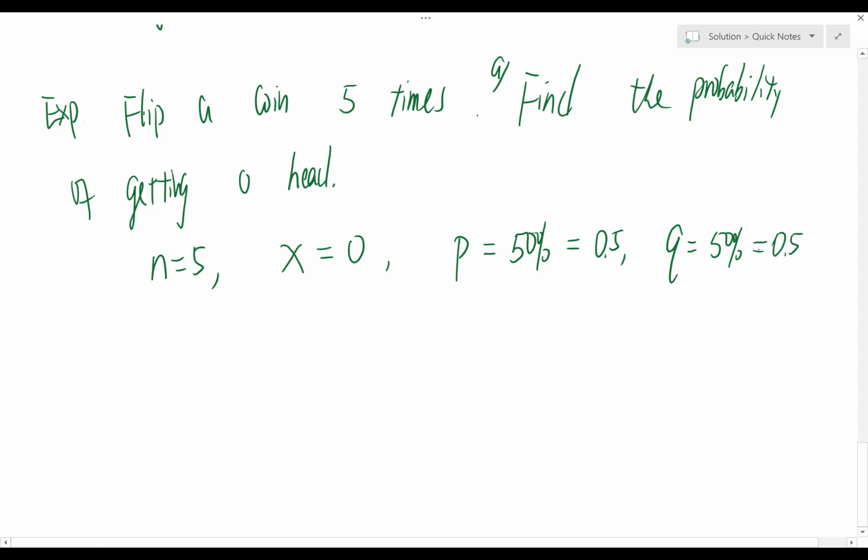All right, so once you have all these 4 numbers available, then you can just plug into the binomial formula. So P of X equal to 0 here is n factorial over x factorial times n minus x factorial. So this is nCx, basically its combination, and p raised to x and q raised to n minus x. So all we have to do is just throw in all those 4 numbers.